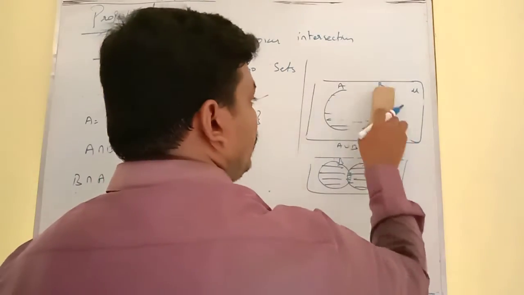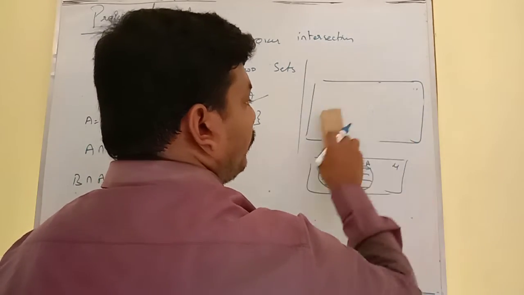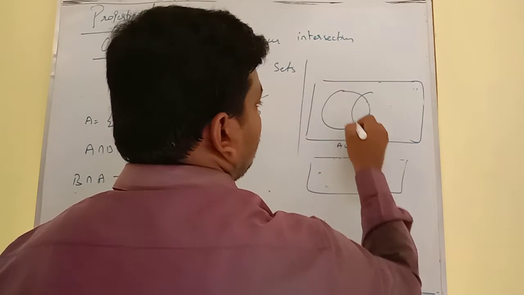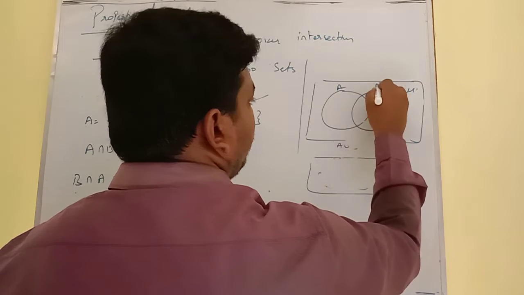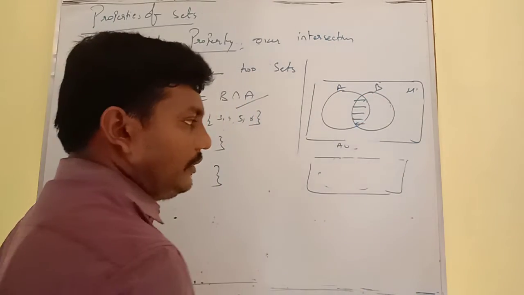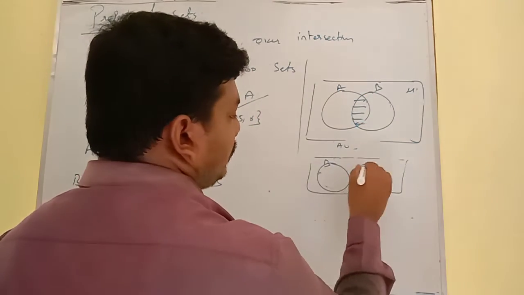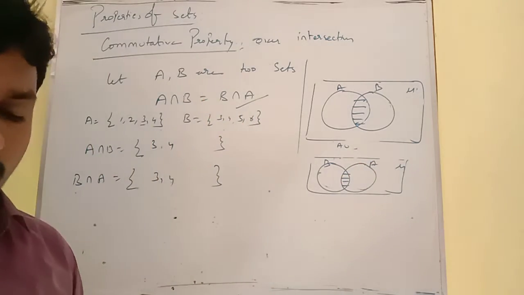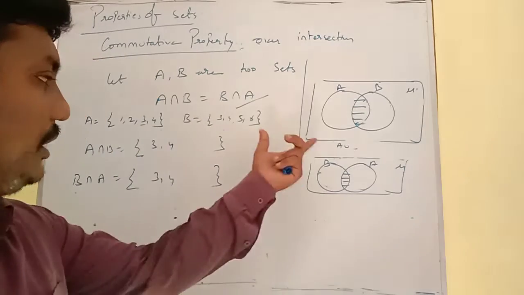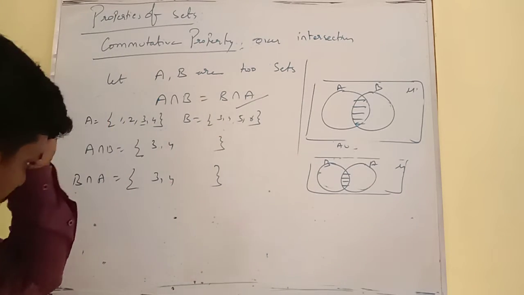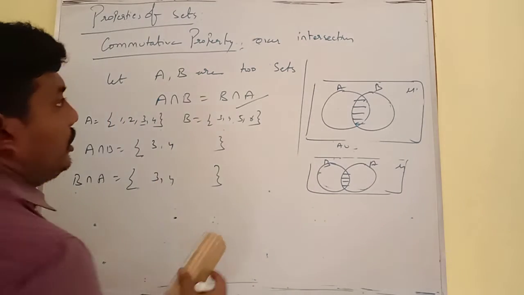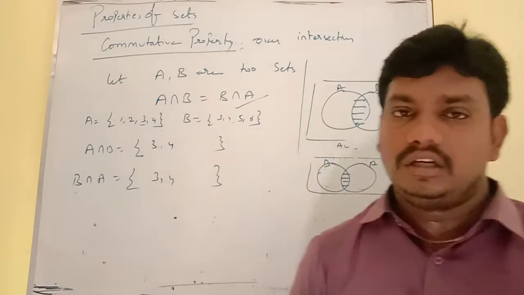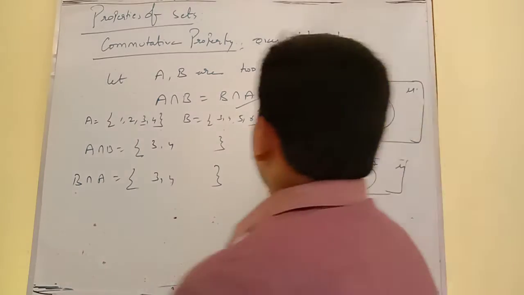Then what is the Venn diagrammatic form? This is A and this is B, and the common elements will be here. Here also this is B and this is A, and the common elements will be here. So in both cases we are getting the same common elements, and both are the same. That's the reason commutative property over intersection is also verified.